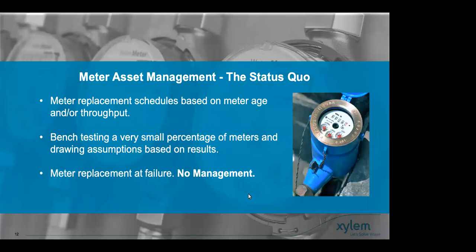Most utilities do have a meter test bench, but quite often they are not utilized to 100%. So they test a small number of meters, which is insufficient, but meter replacement strategies are still based upon those results. And thirdly, meters are replaced at failure. This is not any form of management technique. This will result in the greatest volume and value of water lost through apparent losses, because meters are left to run until they fail.